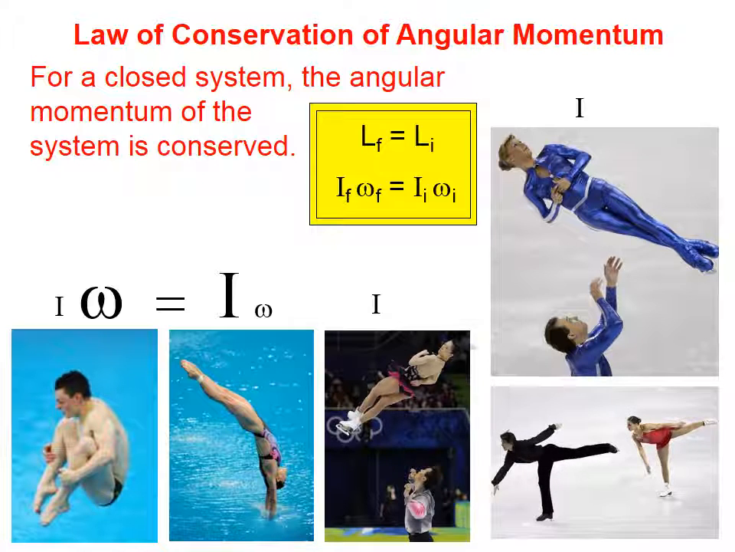Same thing for ice skaters. When they come out of this spin, they stretch way out. Stretch the leg out, stretch the arms out. That makes more of the mass farther from the rotational axis, which increases the moment of inertia. And if the product of moment of inertia and rotational speed must be the same, that means that when they come out of the spin, they have a much lower rotational speed.